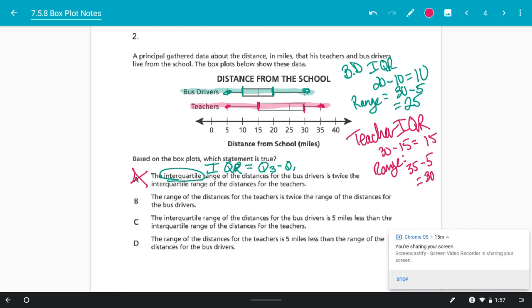All right, so let's go back to the question. The range of the distances for the teachers, which is 30, is twice the range for the bus drivers, which is 25. Well, 30 is not twice 25, so that's also out.